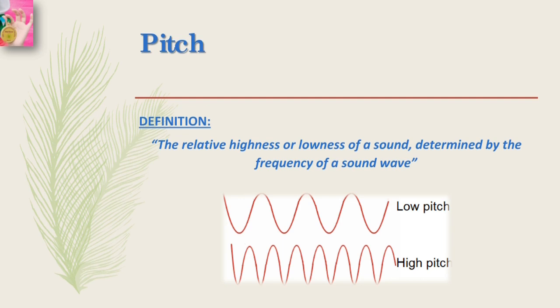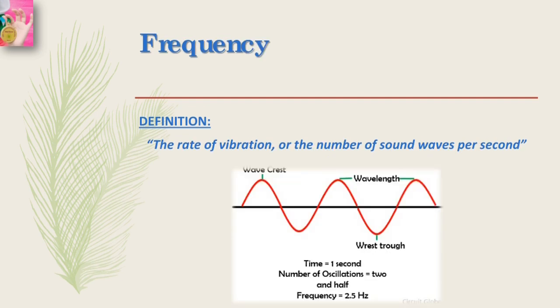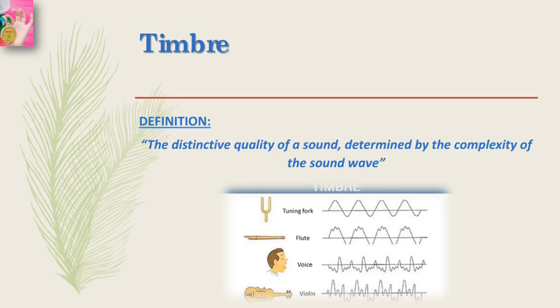And then there is another term, which is the pitch. It is the relative highness or lowness of a sound determined by the frequency of a sound wave. And again, frequency, which we were discussing a lot, is the rate of vibration or the number of sound waves per second. And the last one is timbre. Timbre is the distinctive quality of a sound determined by the complexity of the sound waves.